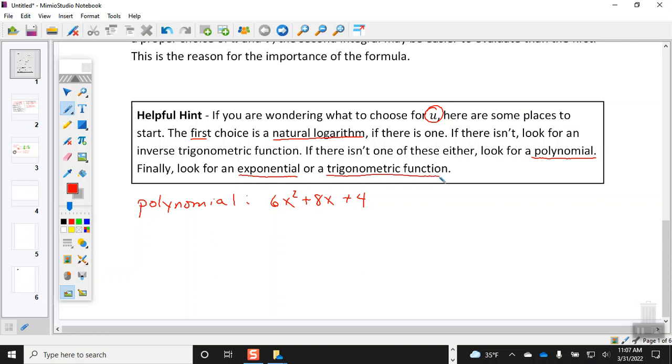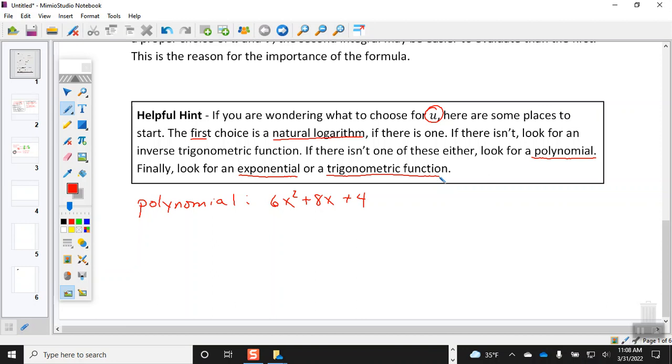So there's kind of an order to this. The first thing you're looking for is natural log, if there is one. If there isn't, look for an inverse trig function. If there isn't one of those, your next choice would probably be a polynomial. Finally, look for an exponential or trig function.